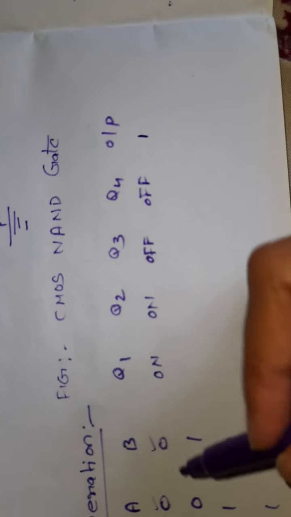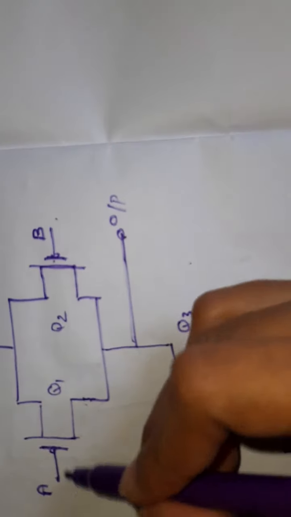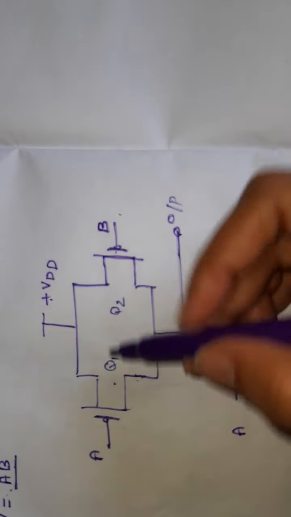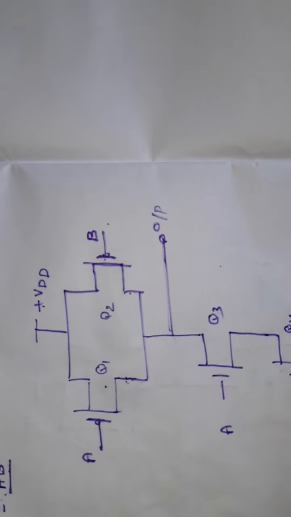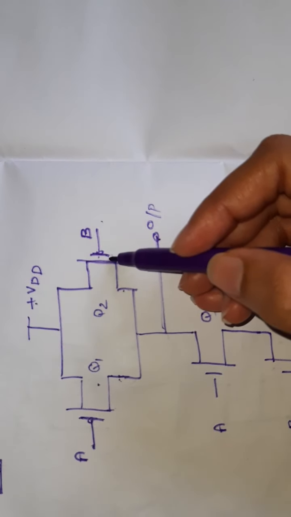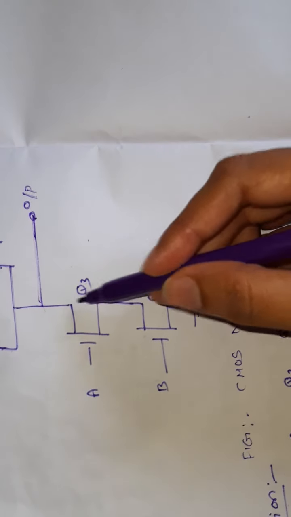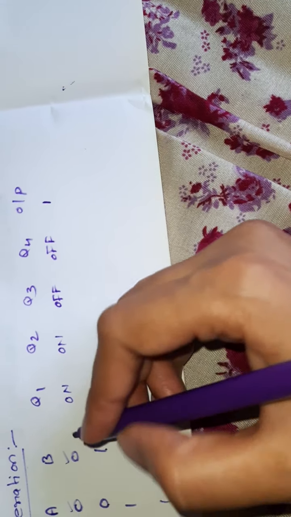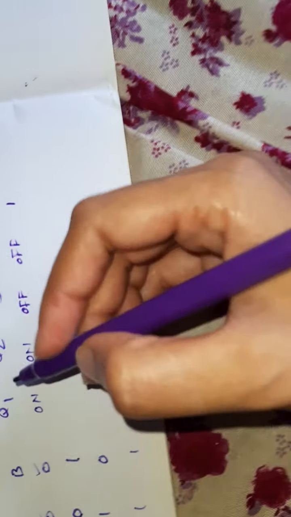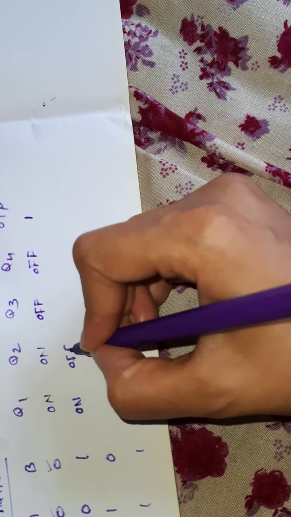Next condition: input A equal to 0 and B equal to 1. So input A equal to 0, so this is short circuited and this is open circuited. Short circuited means on, open circuited means off. So here Q3, that means A is equal to 0, this is open circuited and this is short circuited. So see, Q1, A is equal to 0, B is equal to 1. The Q1 transistor is on and Q2 transistor is off.